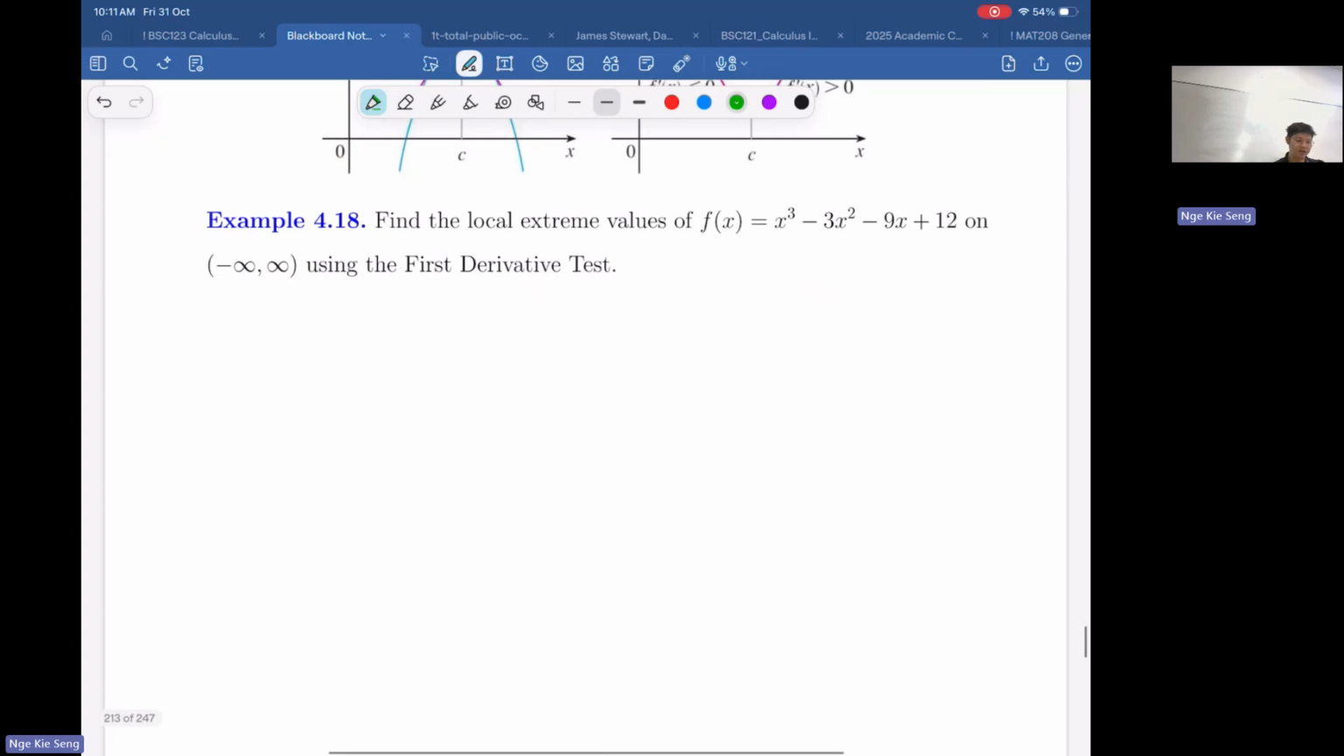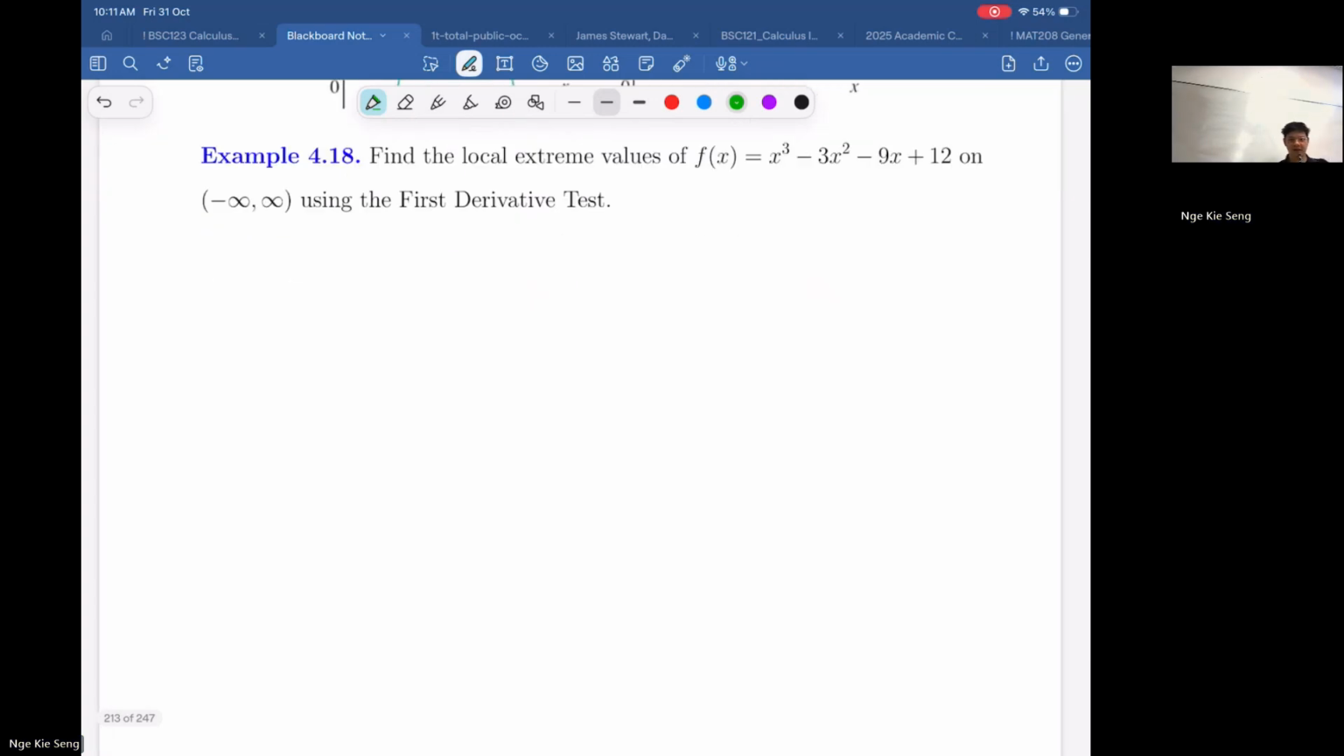Okay, so let's do 4.18. Let's do this one. Find the local extreme values on minus infinity to infinity using the first derivative test.